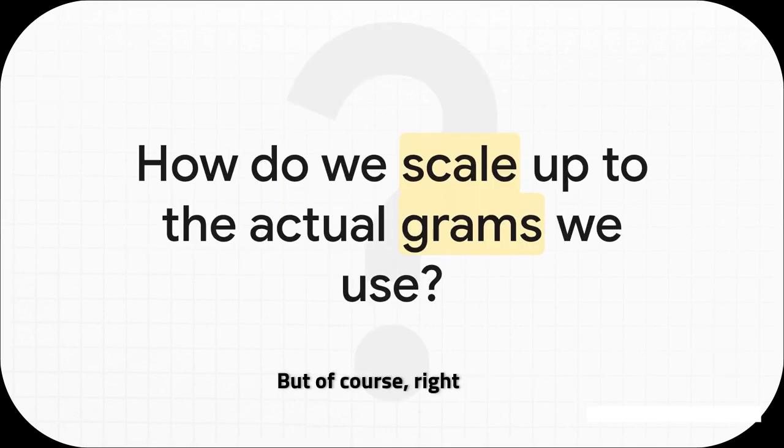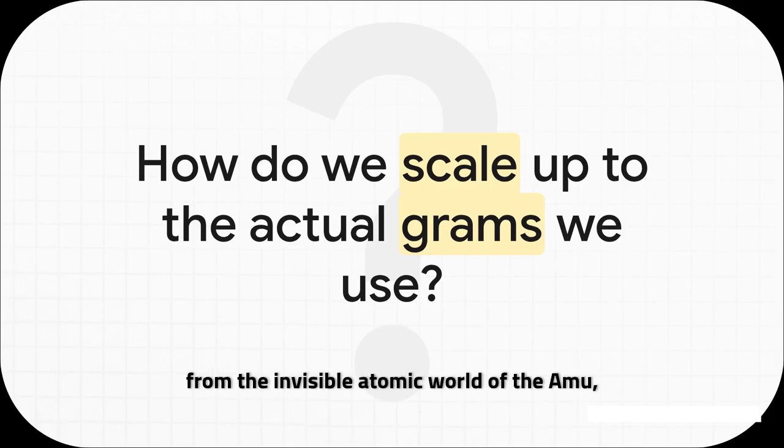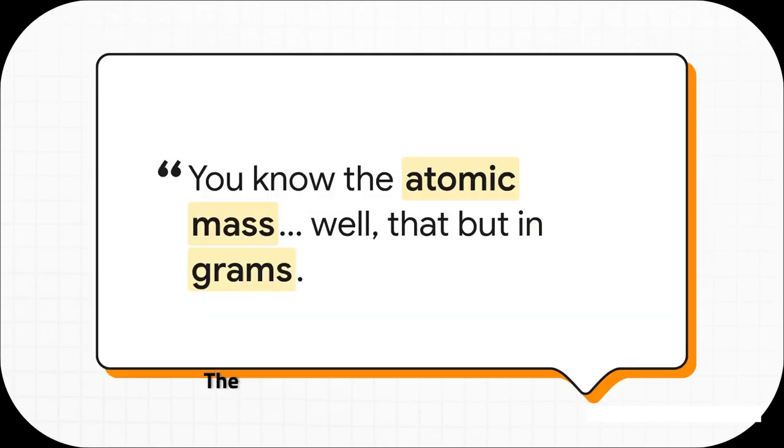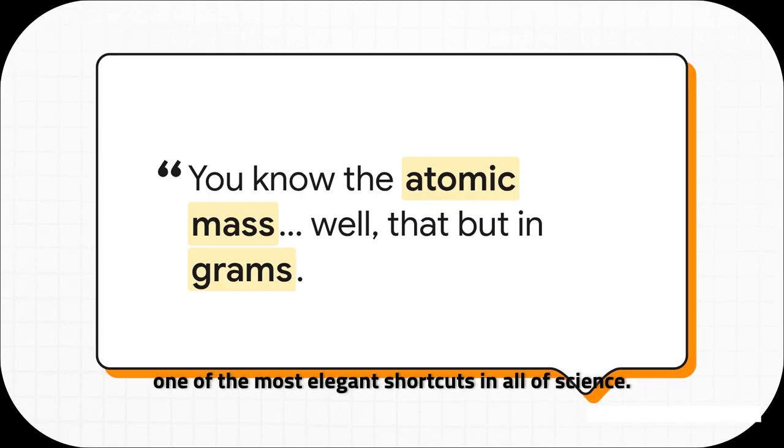But of course, right here is where we hit a massive wall. AMUs are fantastic for comparing single atoms in our imagination or on paper, but you can't just walk into a lab and weigh out 16 AMU of oxygen on a physical scale. Our lab scales measure in everyday units, like grams and kilograms. So how on earth do we build a mathematical bridge from the invisible atomic world of the AMU all the way up to the tangible, macroscopic world of grams? The solution to this problem is honestly one of the most elegant shortcuts in all of science.